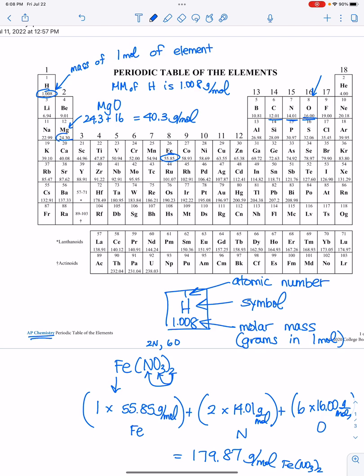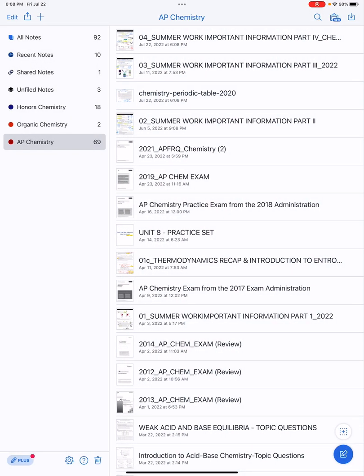Molar mass of Mg is 24.3. Molar mass of O2 is 16 times 2. I know I didn't get a chance to go back and forth for this, but I want to make sure you know how to calculate a molar mass. You will need to know how to do that. All right, so let me go back now.